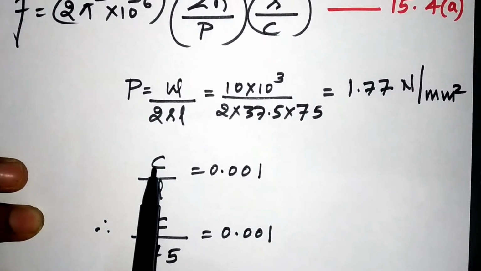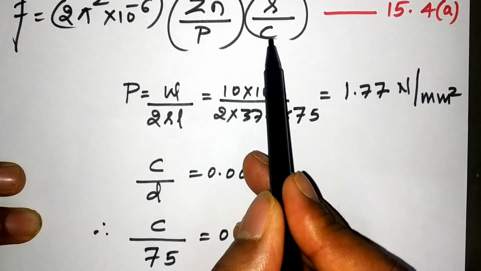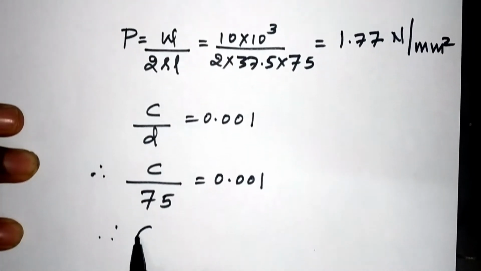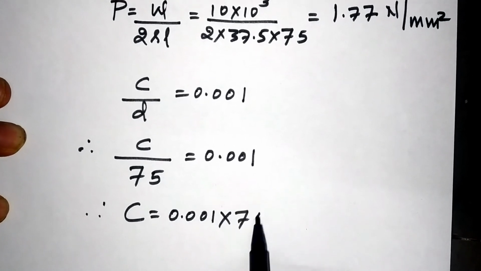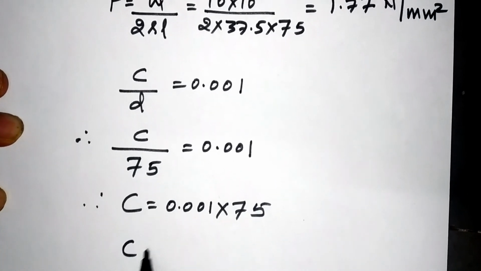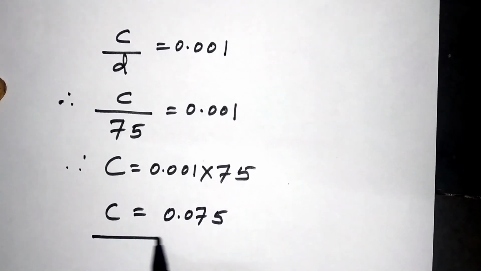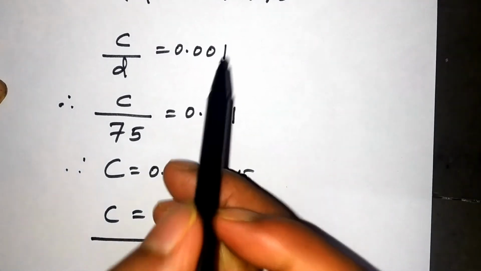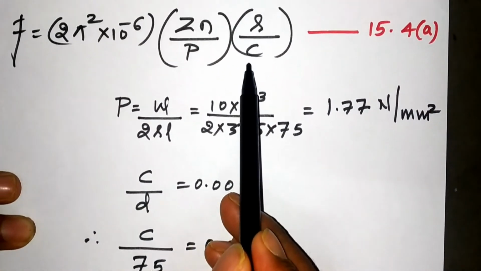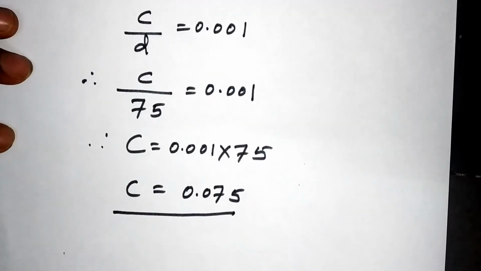So this capital C is the diametric clearance and we want here small c, that is the radial clearance. So first I'll get capital C is equal to 0.001 into 75. After doing this, I'll get C is equal to 0.075. So this is the diametric clearance, and we don't want the diametric clearance. What we want here is the radial clearance.